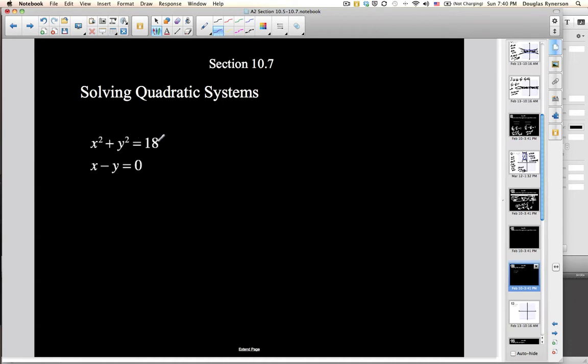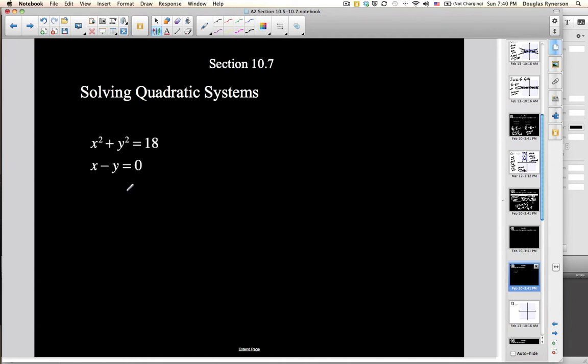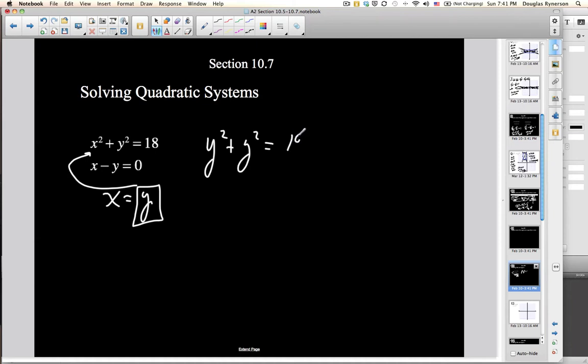We've got a circle, x squared plus y squared equals 18, and we have a line, x minus y is equal to 0. So if I approach this from a substitution standpoint, I can solve the second equation here for x would be equal to y. I can then take y, I can substitute it into the other equation in place of x. So y squared plus y squared is equal to 18. That would be 2y squared is equal to 18. So y squared will be equal to 9, and y will be equal to plus or minus 3 when I take the square root.